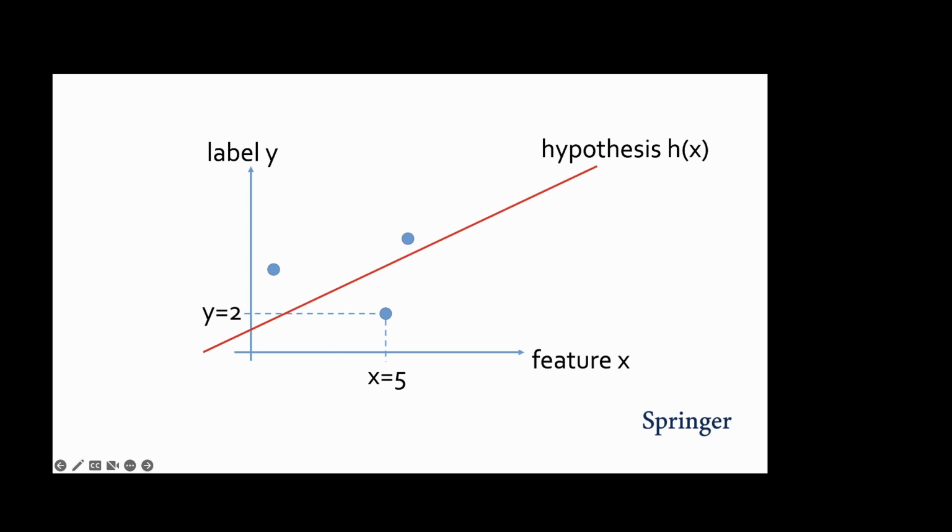Such a predictor map is referred to as a hypothesis. Here, we depict one such hypothesis by a straight line. Note that while we do not have a data point for every possible value of the feature x, we still can evaluate the hypothesis for any value of x.